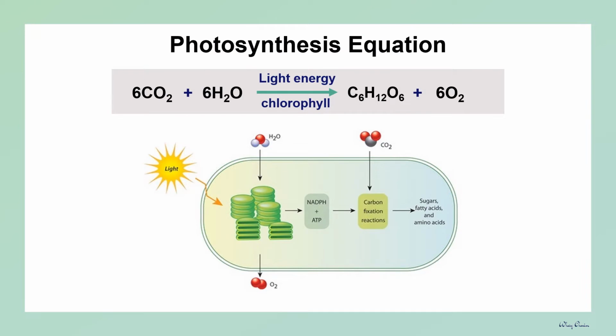The photosynthesis process can be represented by the equation below, where the carbon dioxide molecule combines with the water molecule to produce sugar, which is glucose, and oxygen as the byproduct. With the presence of light energy, such as sunlight, this process occurs in the chloroplast, where the chlorophyll pigment is found.